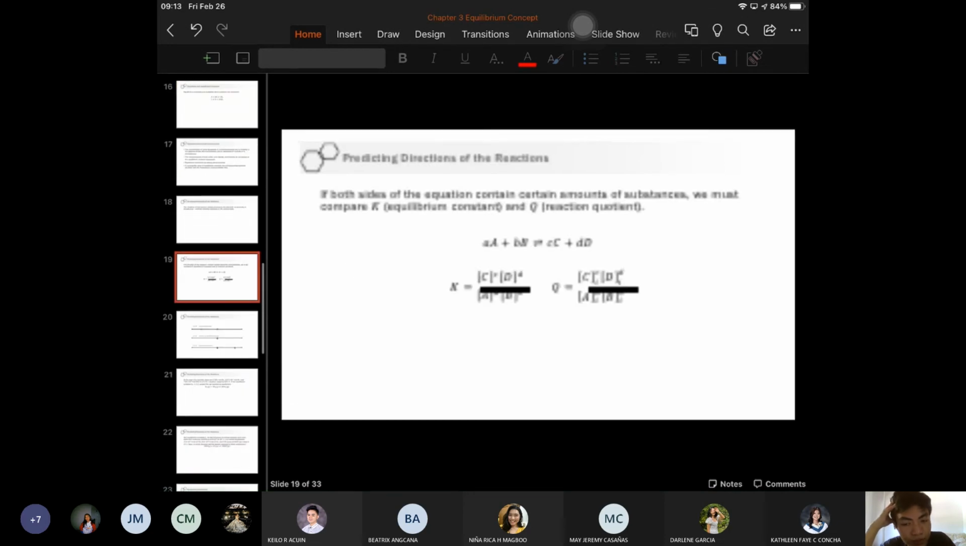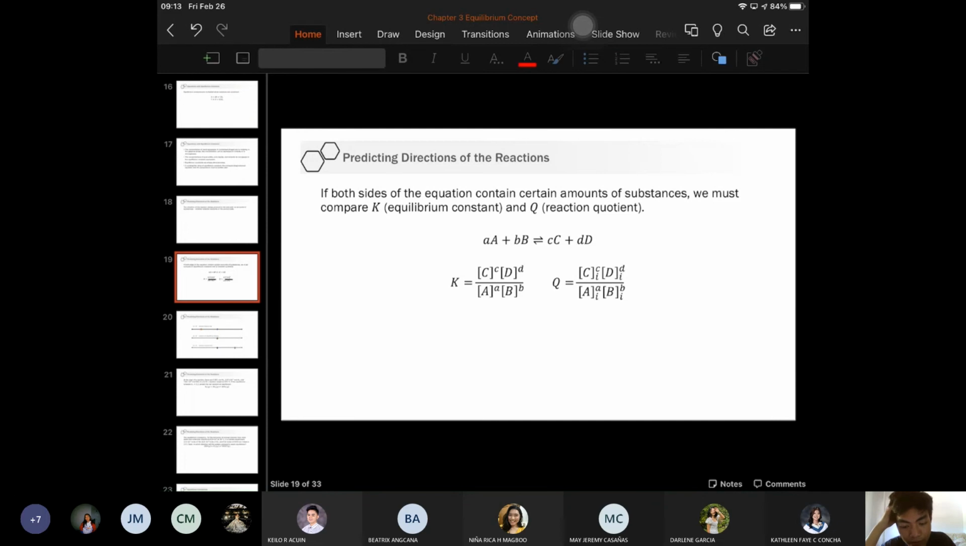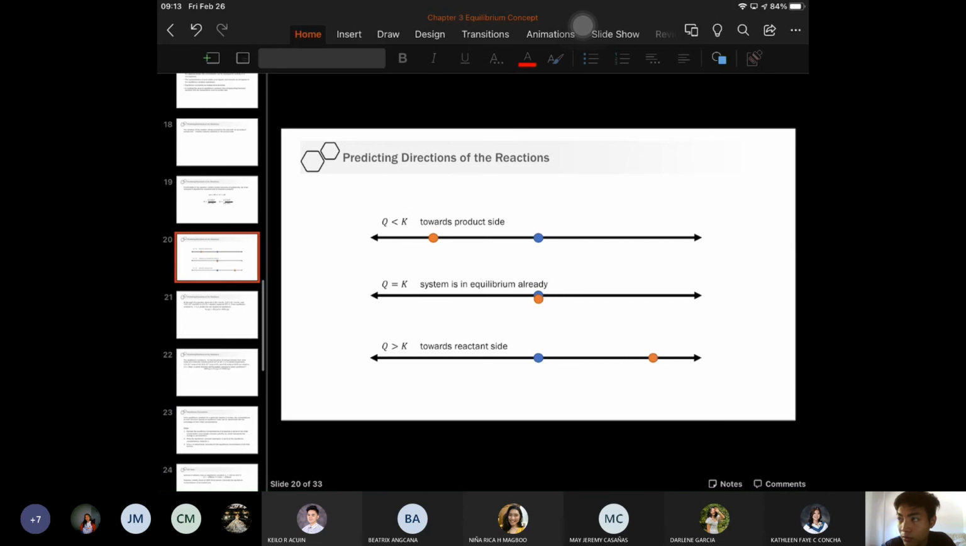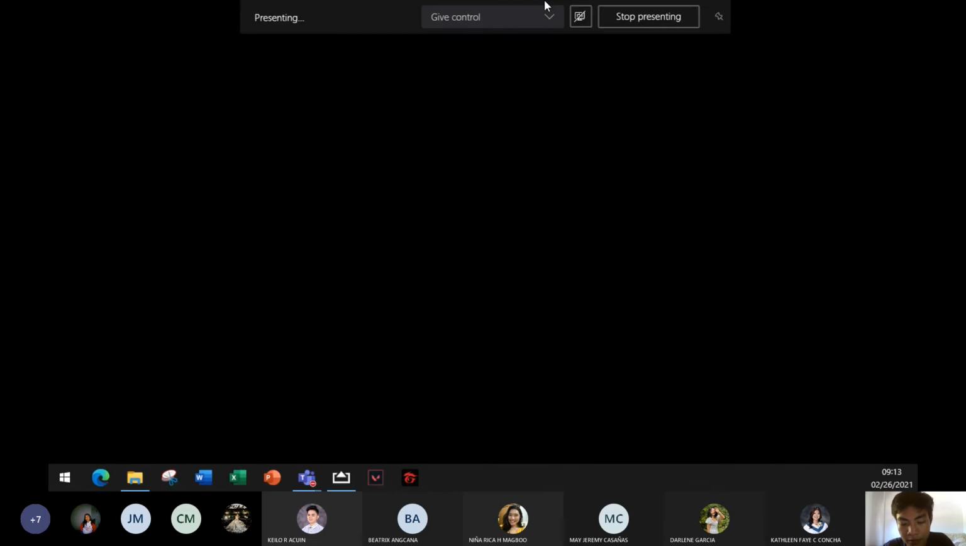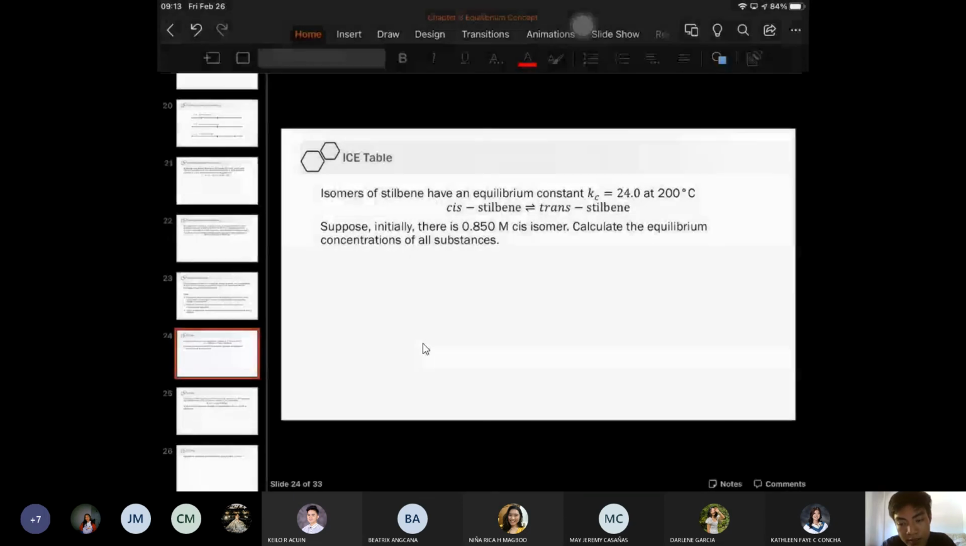We can use the reaction quotient to predict the direction of the reaction. The reaction quotient has a similar expression as K, however the initial concentrations are written. Depending on your K value, you can tell whether the reaction is going to the right side or to the left side. Just use the number line analogy we had last time. Suppose you are given the initial amounts and asked to solve for the equilibrium concentrations, then you can use the ICE table. An ICE table is a table in which we can track the changes in the concentration of our chemical species.